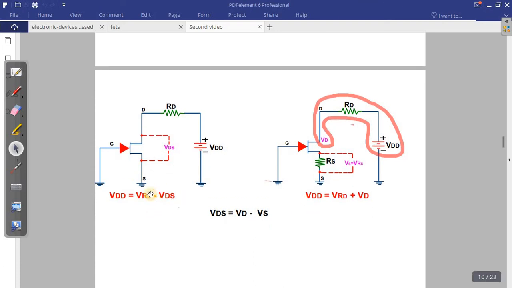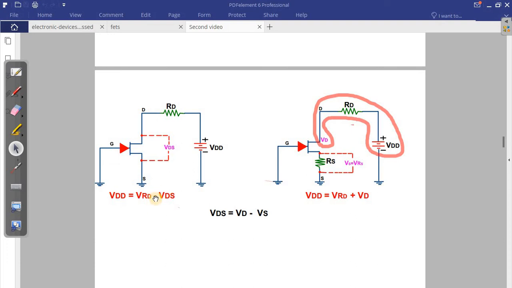Now I remind you, the plus here is a mistake, please remember. We're going to talk about when VDD is equal to VRD plus VDS, and VDD is equal to VRD plus VD. Sorry guys, I want to remind you again, the plus here is just a mistake of mine.